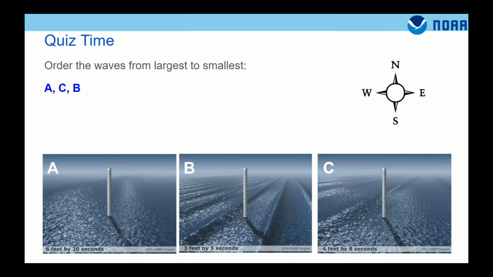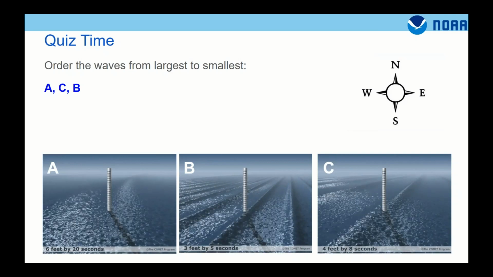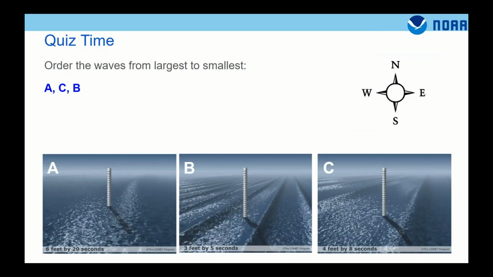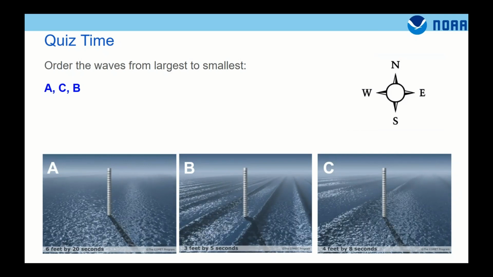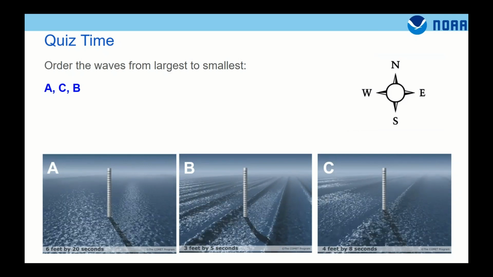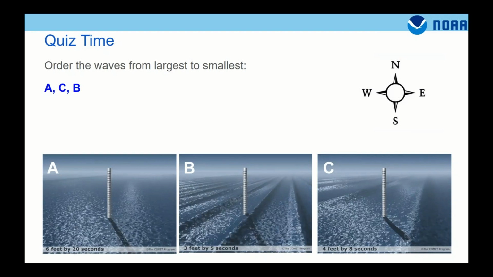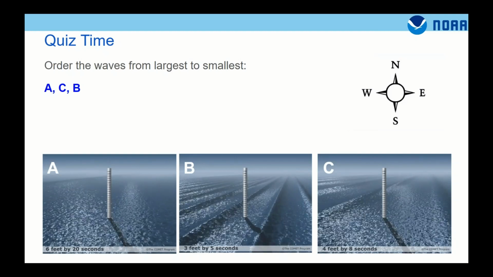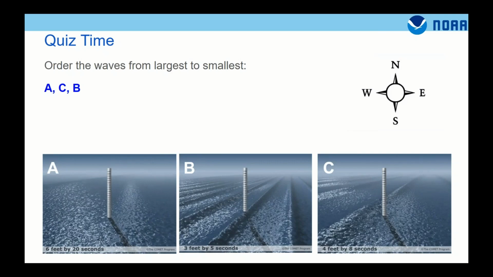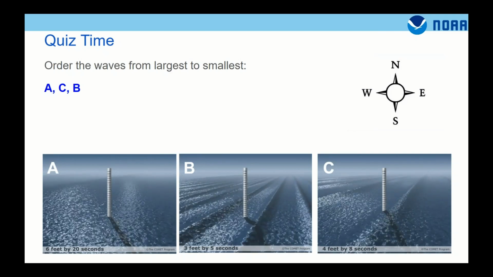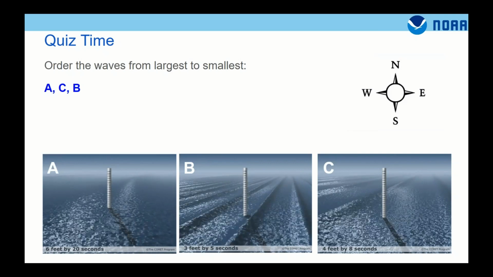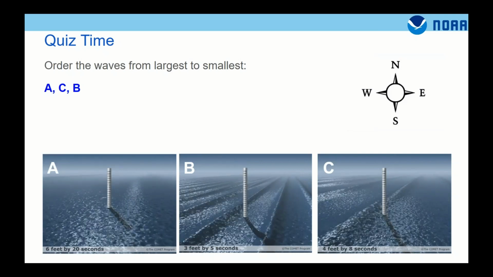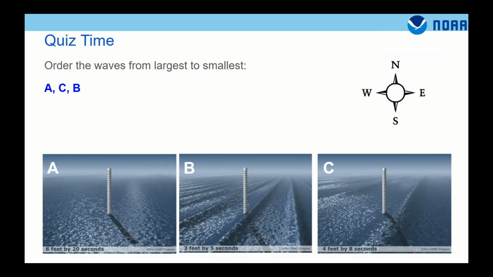The largest wave is actually animation A. Although it looks rather flat because the period is so long, the actual wave height is higher. The smallest, animation B, actually looks the choppiest, the steepest, because the period is the shortest, even though the wave height is the smaller. So really the purpose of this quiz question is to highlight that height alone does not really describe what you can expect out there on the waters. You need the wave height and period together.